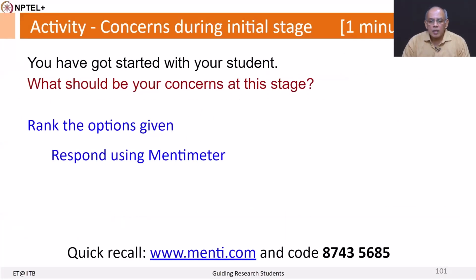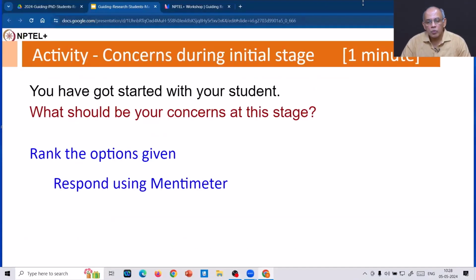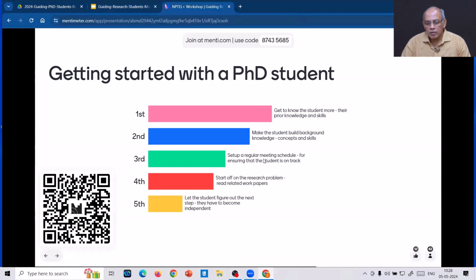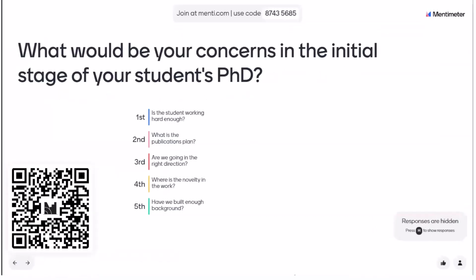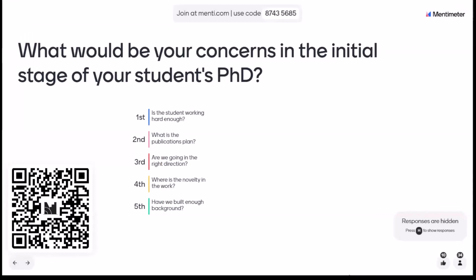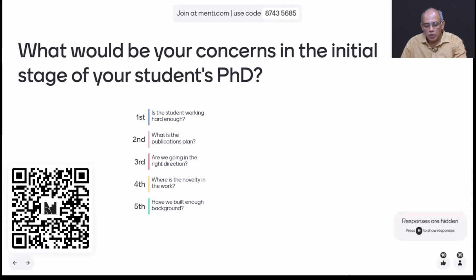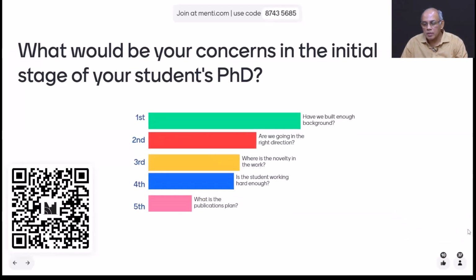Now let's come to the concerns in the initial stage. You have got a student and you have started with the student. Now the question is, what should be your concerns at this stage? Once again we will go to Mentimeter and go on to the next activity. What would be your concerns in the initial stage of your student's PhD? You can take a minute to rate these ideas. Some 35 people have responded, so we can take a look at these responses.